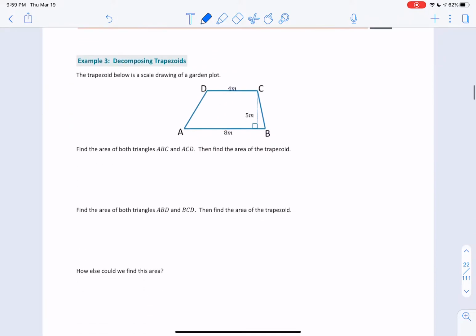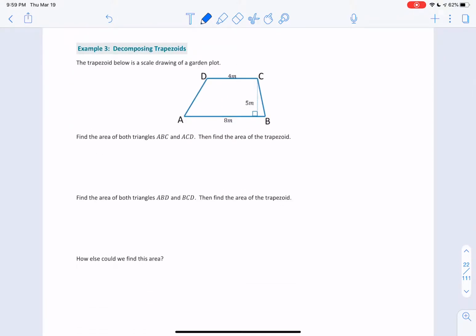All right, next problem. Example 3, now we have a trapezoid. The trapezoid is this kind of funky shape. It's still 4 sides. It's a quadrilateral because it has 4 sides. But as you can see, the top is 4 and the bottom is 8. They're actually different sizes now. So this is kind of a new one for us. We're imagining that this is a garden plot.